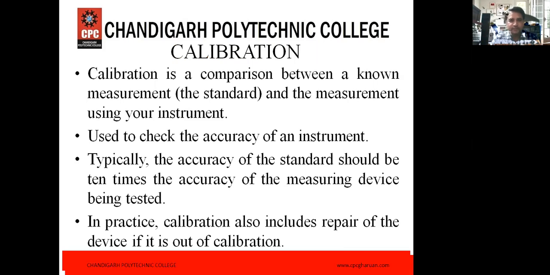Next is the calibration. Calibration is the comparison between a known measurement or a value or a standard and the measurement using your instrument. That is the calibration. It is used to check the accuracy of an instrument, whether the instrument that has been manufactured is working accurately or not. Typically, the accuracy of the standard should be 10 times the accuracy of the measuring device being tested. In practice, calibration also includes a repair of the device if it is out of calibration.